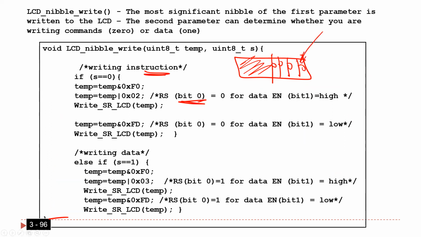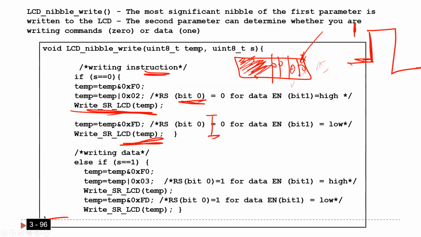It is 0. It's okay, right? However, I have to make sure that in the enable, I make the enable 1 before I write it, because I told you the enable has to be 1, and then I have to bring it to 0. And then I write it. So here I write this byte, then this one is 0, this one is RS, and the enable is high. Then, as you see here, I just change the enable. I make it 0 now, and send it again.